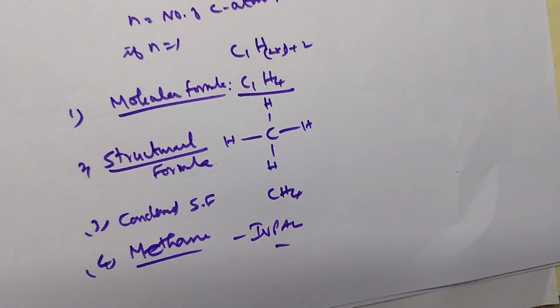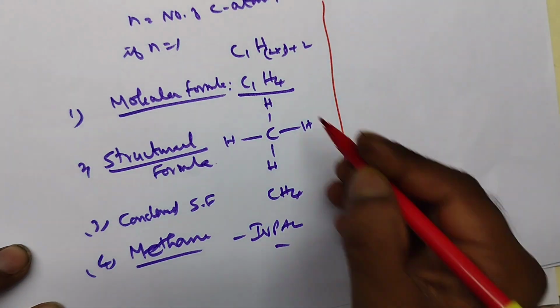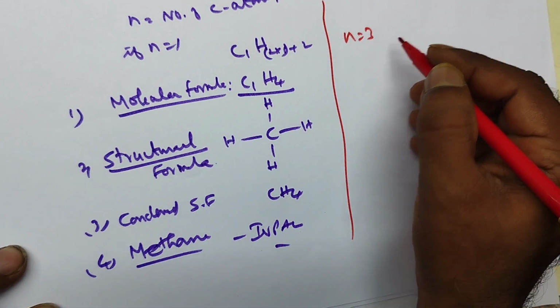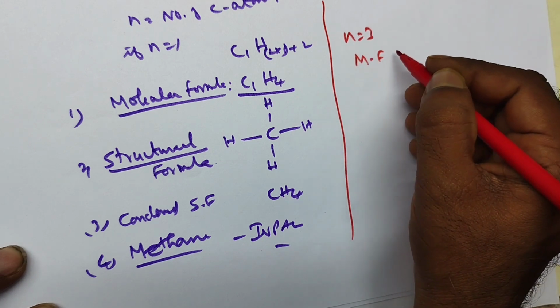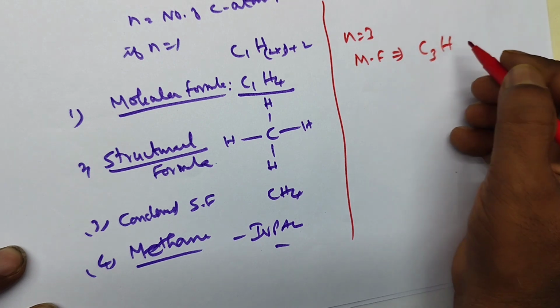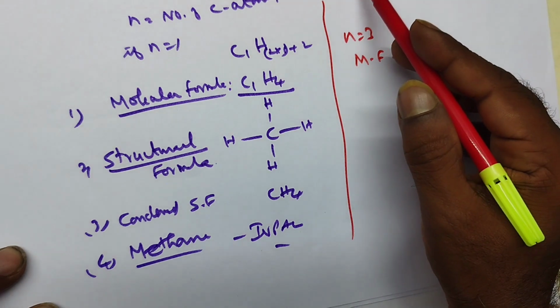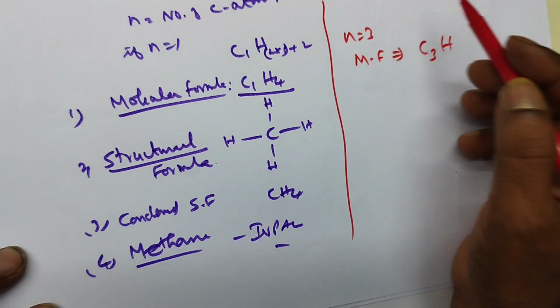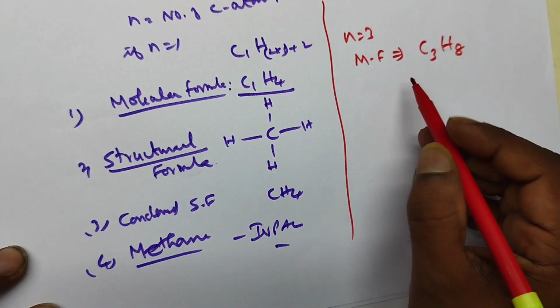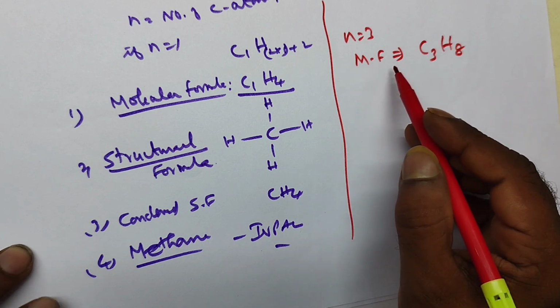Similarly, we can write another compound belonging to this alkane series. So take n equal to 3 and substitute in this formula. C3H(2n plus 2): 2 into 3 is 6, plus 2 is 8. C3H8. If you write like this, it is a molecular formula.